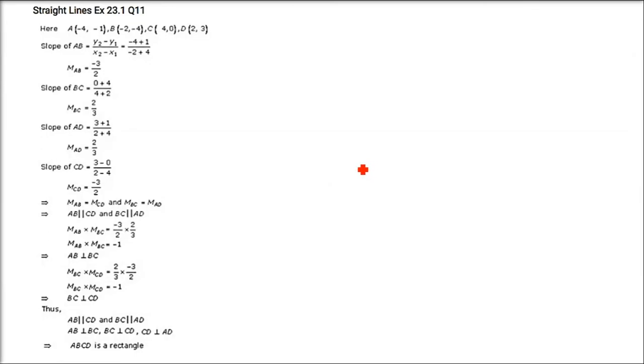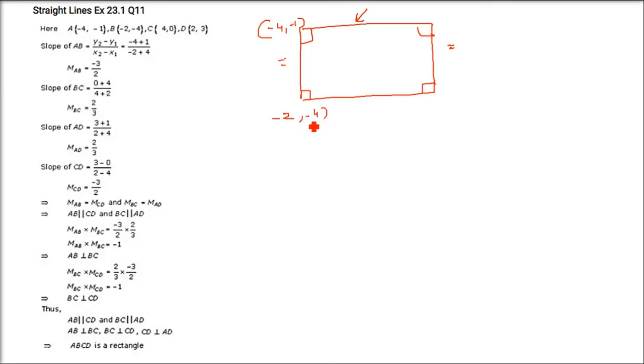Now here, prove that the 4 points -4, -1, -2, -4, 4, 0 and 2, 2, 3 are the vertices of a rectangle. So this rectangle is a quadrilateral having all the angles at 90 degrees and opposite sides equal. You can always use the distance formula because we know the coordinates of the vertices, but we are not going to do it that way, because we are learning straight lines. So let us first mark the vertices -4, -1, -2 and -4, 4. Then we have 4, 0.